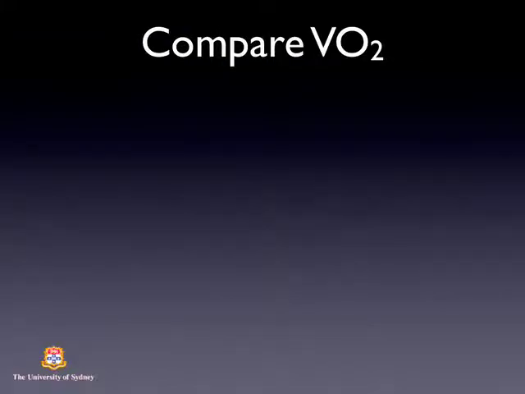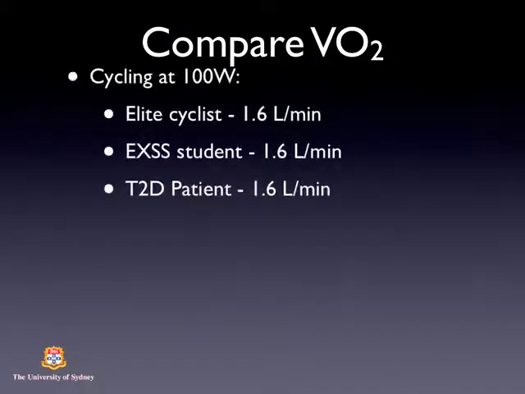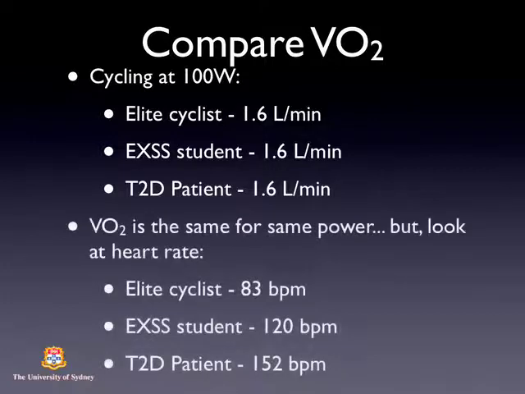So let's compare our VO2s. You should have calculated that for your elite cyclist, EXSS student and a type 2 diabetes patient, all at 100 watts, were consuming 1.6 litres per minute. So power output is the same for the same VO2 for everyone regardless. But when we look at heart rates, we can see the heart rate for the cyclist is lower than the student, which is also lower than the type 2 diabetes patient. So this alludes to the concept of capacity, which Nathan is going to deal with in future lectures with you.